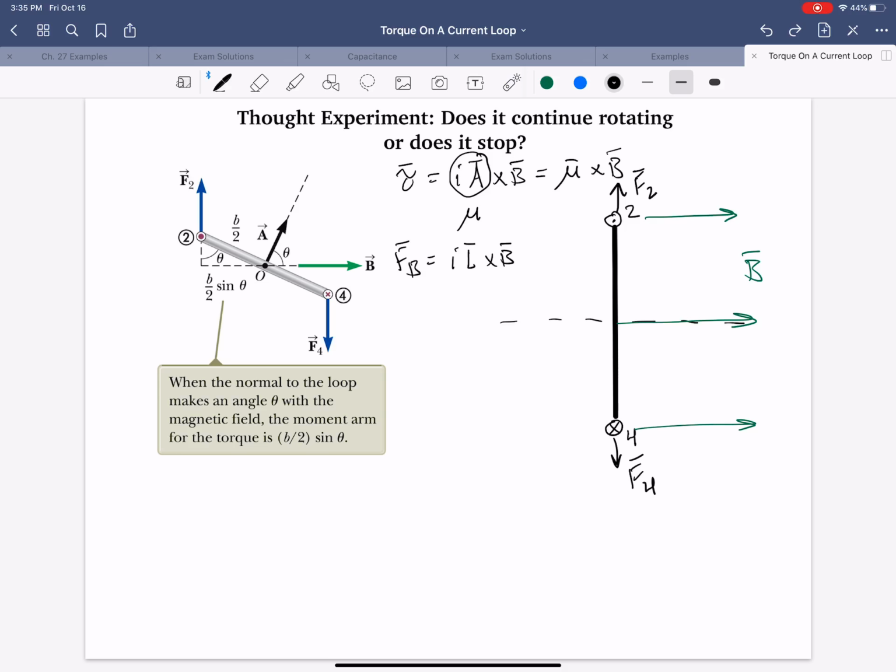Why? What I haven't drawn is the area vector A. IA cross B: if we evaluate this, the angle in between A and B is 0. So IAB sine of 0 gives us 0 torque. And so this on the right here is a state of minimum potential energy. There is zero torque on it, and thus it will not want to continue rotating.